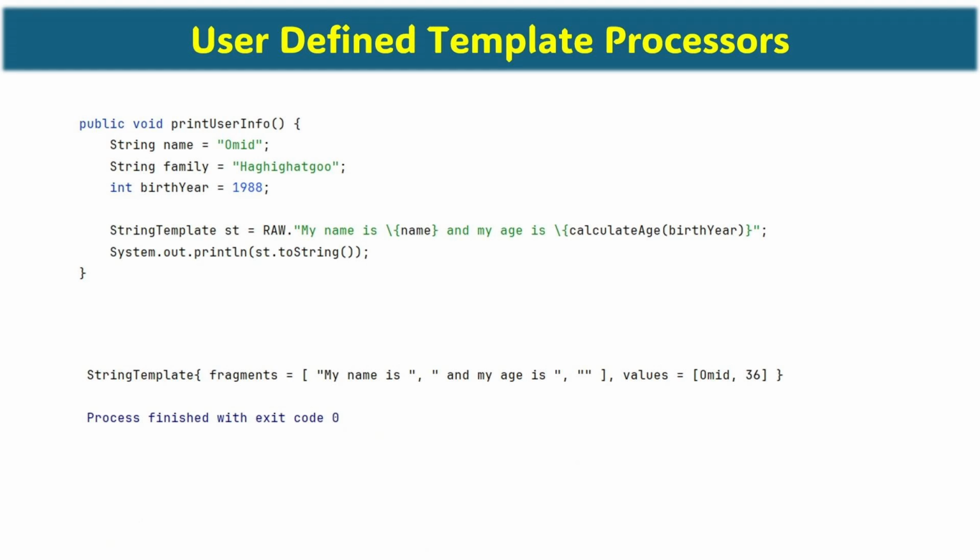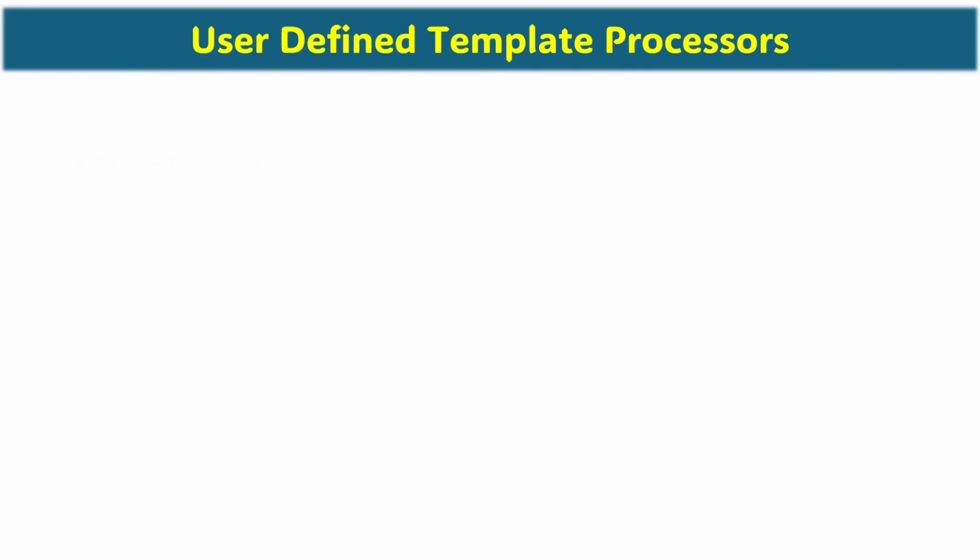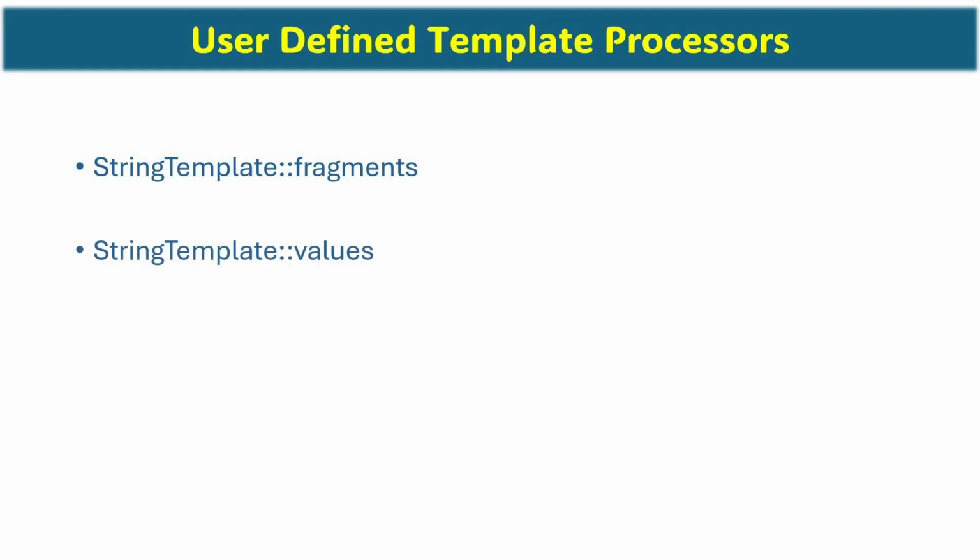The StringTemplate class exposes these parts. StringTemplate fragments returns a list of the text fragments coming before and after the embedded expressions in the string template or text block template. StringTemplate values returns a list of the values produced by evaluating the embedded expressions in the order they appear in the source code.